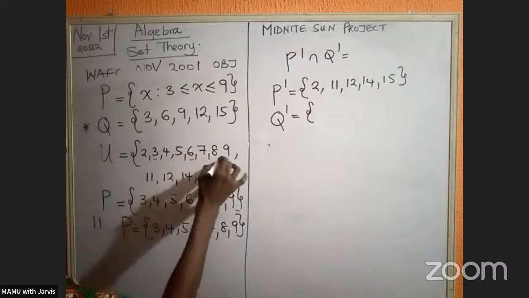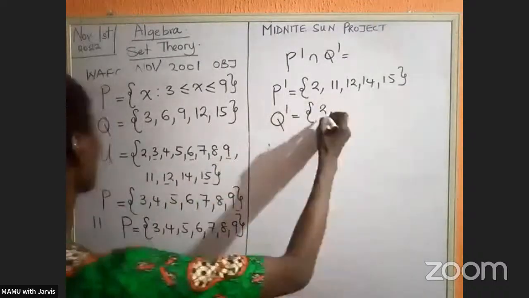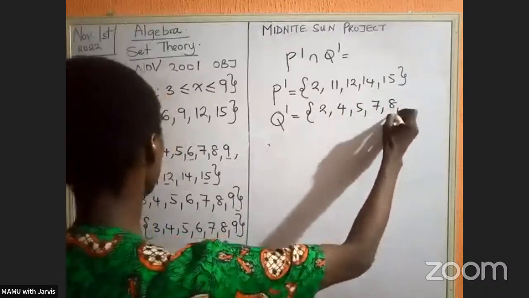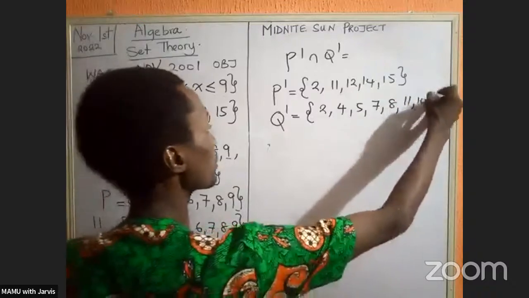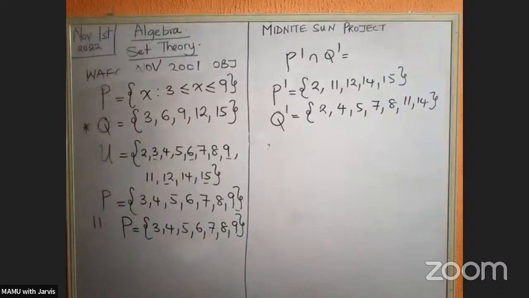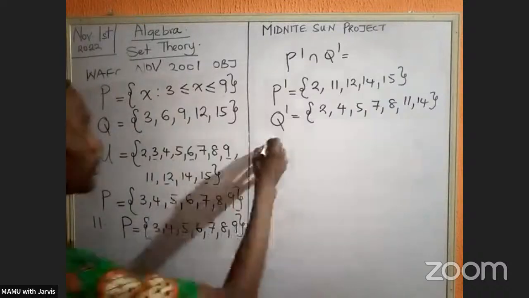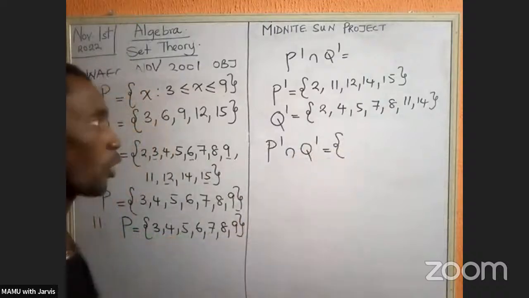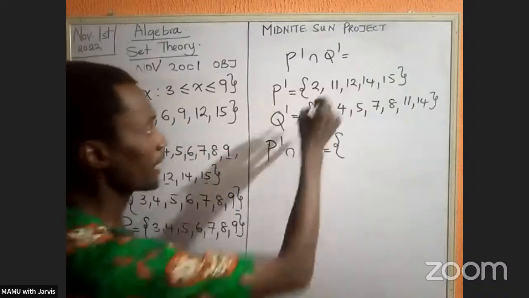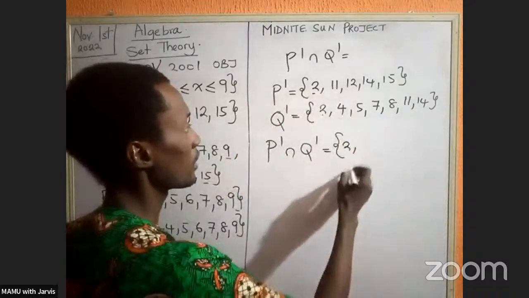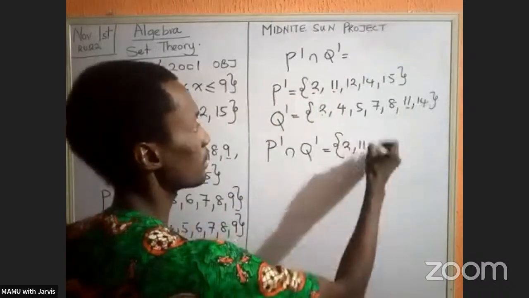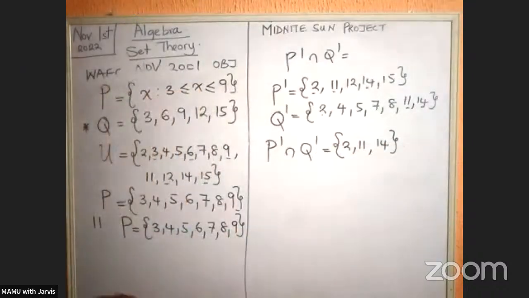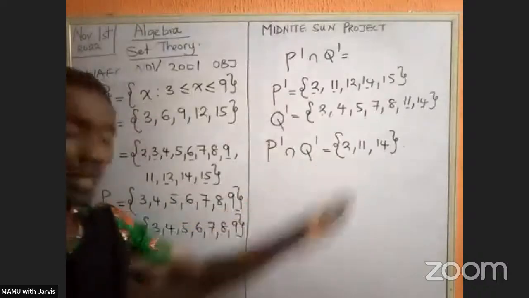We'll now write the elements I did not mark. So I didn't mark 2, I didn't mark 4, I didn't mark 5, I didn't mark 7, I didn't mark 8, I did not mark 11, and I did not mark 14. So these are the elements of what? Q prime. Now you're told to find P prime intersection Q prime. Let's look at elements that are common to P prime and Q prime. I can see 2, I can see 11, and I can see 14. So the final answer will be equal to 2, 11, and 14.